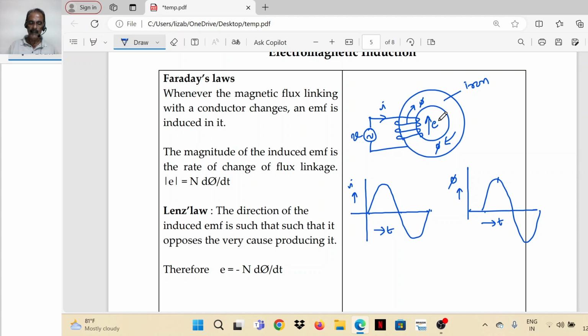And the magnitude of the EMF, the absolute value of it, is N into d phi by dt. N is the number of turns of the coil, and d phi by dt is the change of flux. N into d phi by dt is the rate of change of flux linkage.